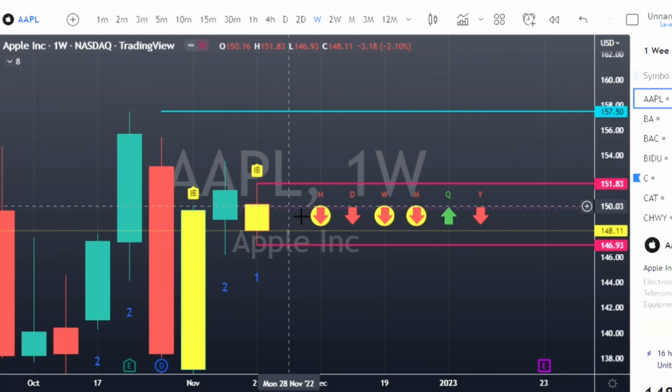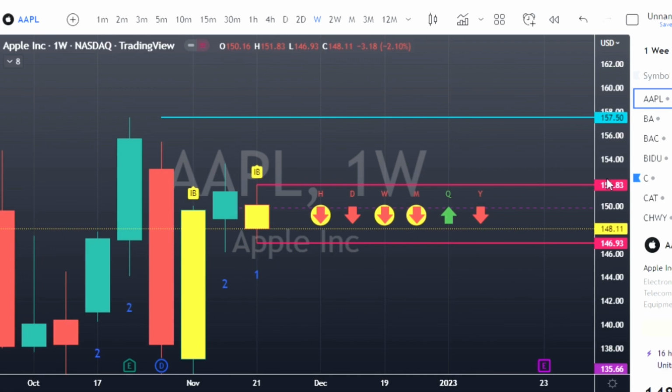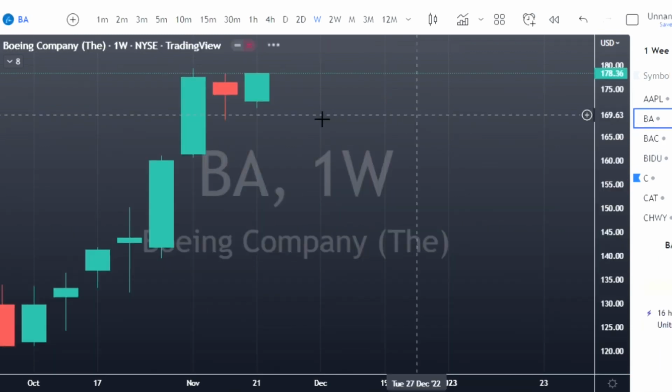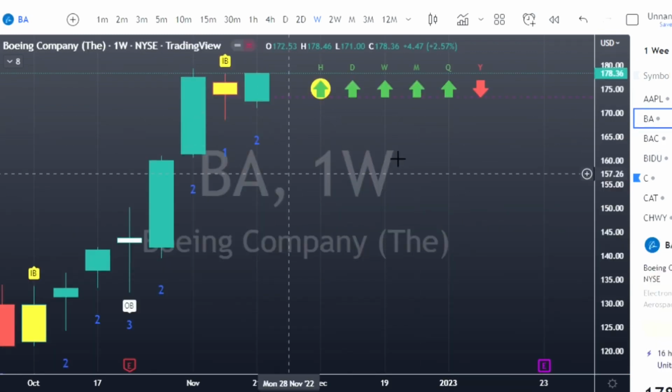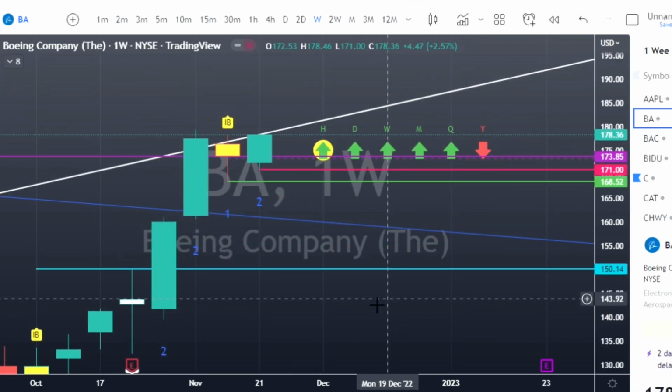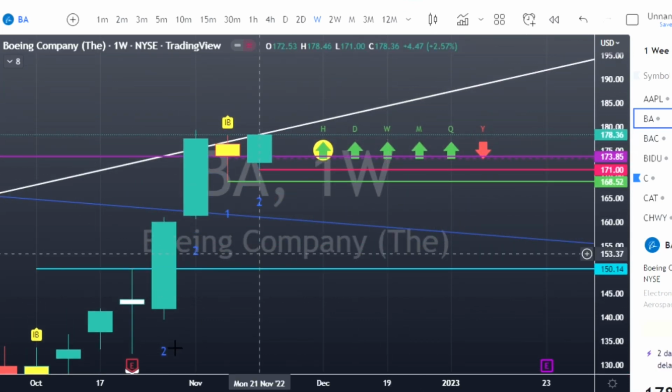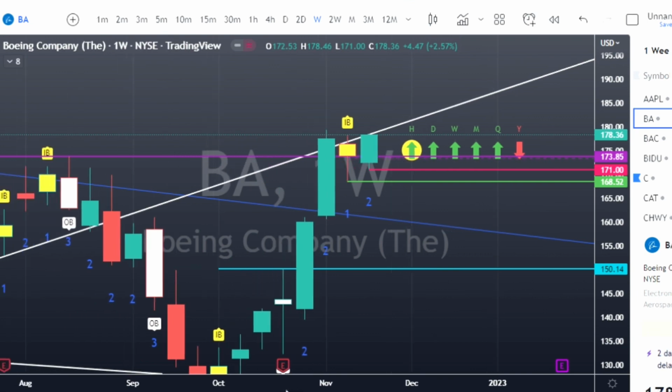emotions. And so one of the things I've started to realize is that if options isn't really your thing, so let's look at the calls here at 151.83, puts at 146.93. Let's go to Boeing Company. That's the next setup, and I'll talk about it on a different thing here with the common shares.